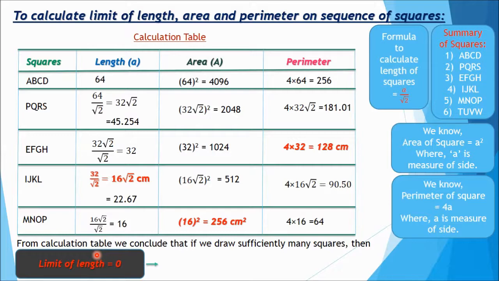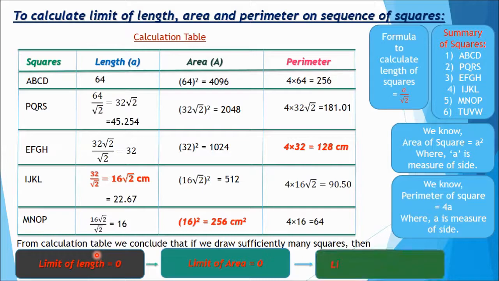If the limit of length is 0, then we can easily conclude the limit of area is also 0. And we can also conclude the limit of perimeter will also be 0.